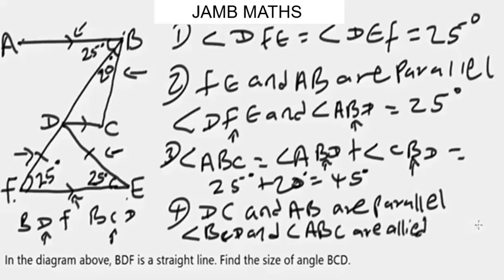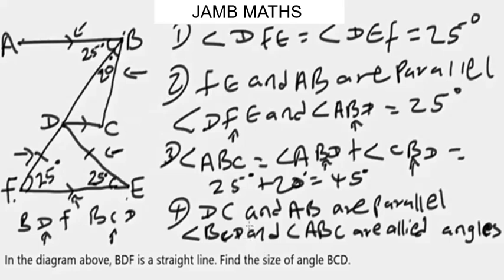Okay, the allied angles, and we know from the concept of allied angles that allied angles add up to give us 180 degrees. All right, so when you check carefully, we have angles B, C, D and A, B, C as the allied angles. Now, since they add up to give 180 degrees, it's now simple to get our BCD.